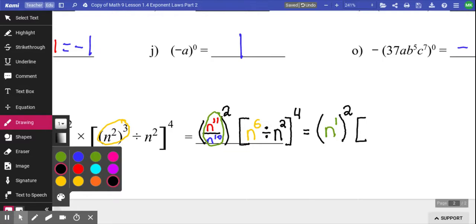Then I'm going to move on to the next set of brackets. I'm going to color code it in purple here. So this is also division, right? It's a fraction. It's just written out a little differently. When we have the same base, we subtract the exponents. So for us, this would be 6 minus 2. This would become n to the power of 4.